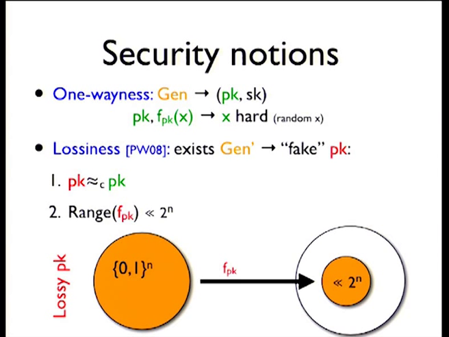Then, as Dennis already explained, there's also lossiness, introduced by Peikert and Waters in '08. There it's a trapdoor function, but we require an additional security requirement. We require that there exists an alternative key generation algorithm that outputs a fake public key, which is always red, such that first of all, it's indistinguishable from a real public key, and second, the range of the function is much smaller than the pre-image size. So in the lossy mode, the range is much, much smaller than 2 to the n. That's a lossy trapdoor function.